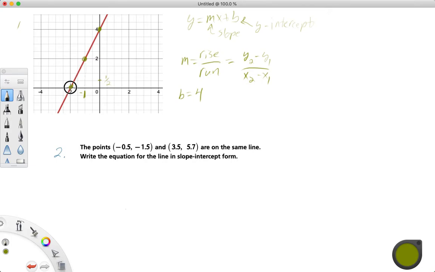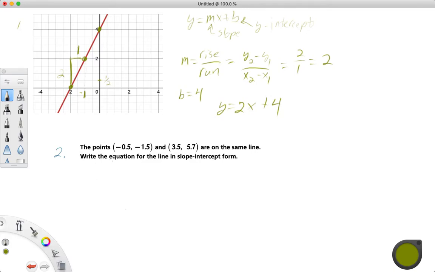Okay, so this is a rise of, if I count these by halves, 1/2, 1, 1 1/2, 2. Okay, so my rise is 2, and then my run is 1/2, 1, is 1. So this is equal to 2 over 1, which simplifies to 2. So this is pretty easy. y equals 2x plus 4. And you could put that in Desmos, and it should look just like that.